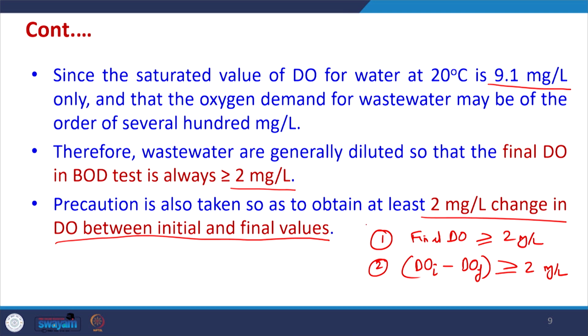If both these test conditions are satisfied, we consider the BOD test to be satisfactory, and then we report the BOD value. If any of these conditions fail, we use the diluted water for diluting the water sample, and then only we determine the BOD.